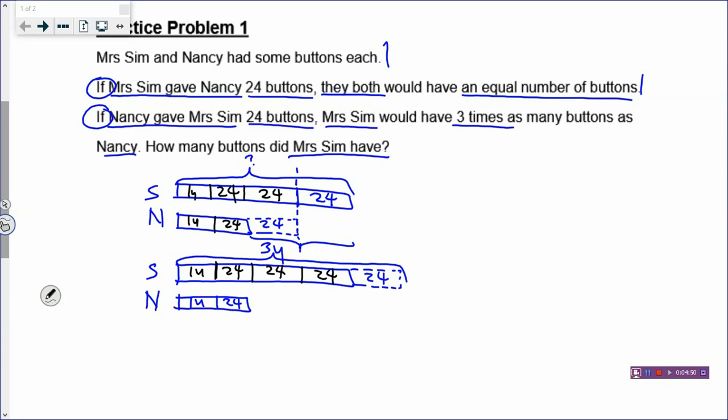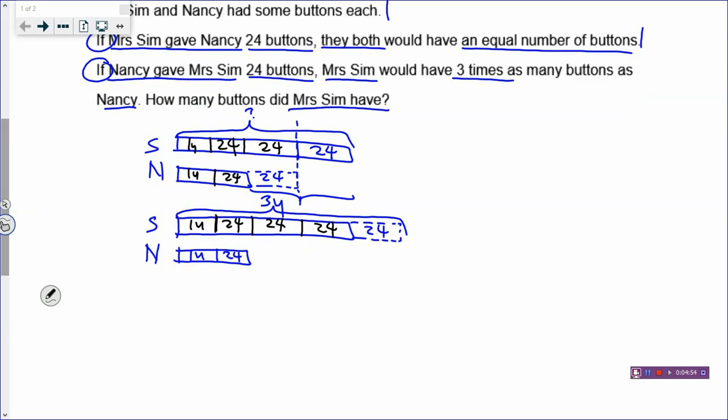Okay, then now you can compare. You can look at the model and find how many units equal to how many. For example, you look at 3 units. Can you see the 3 units for Mr. Sim? And you minus away 1 unit, and that will give you 2 units. Right, so 3 units minus 1 unit, you will get 2 units.